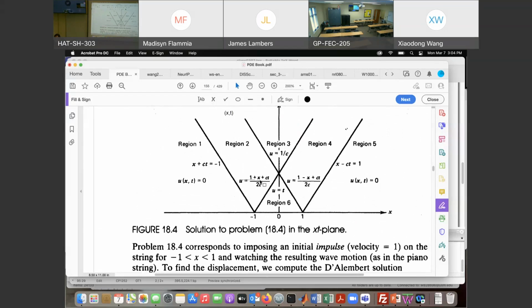And sure enough, that's the solution formula for points that are in this region. So we have 1 plus x plus ct over 2c in region 2. Same thing in region 4, except we have a minus. Where these two regions overlap, we're going to get t. That's my solution. Then 1 over c up here between the two. And then outside of all of this, the solution is equal to 0.